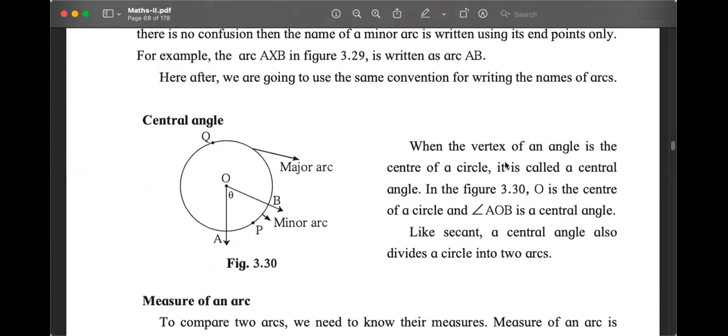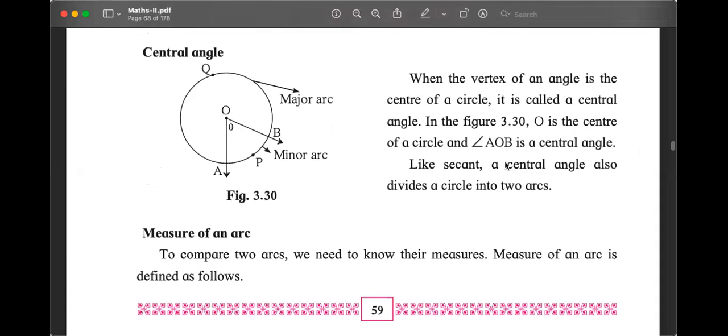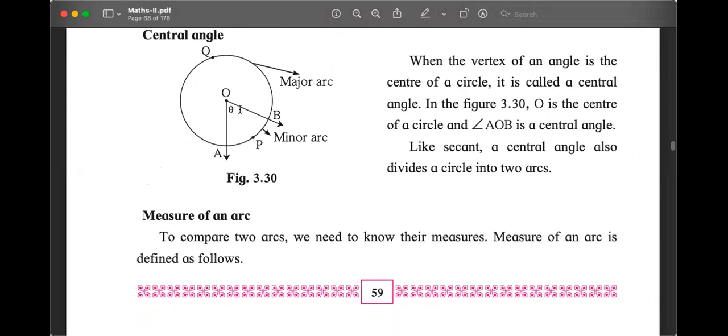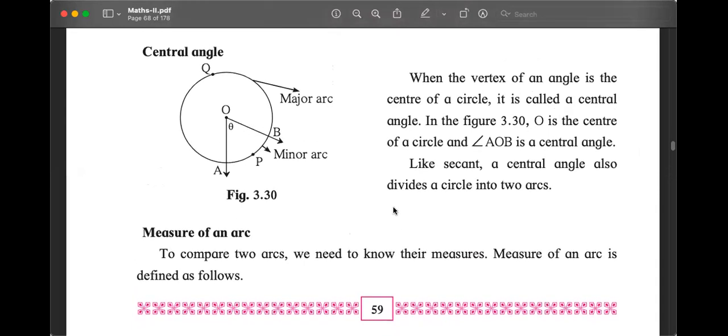And that concept is explained on the same page, page number 59, where it talks about major arc, minor arc, and the central angle. So here the measure of the minor arc is theta. So the measure of the major arc will be 360 degrees minus theta. Angle AOB is the central angle. This is a very important angle. We need to know this very, very correctly.